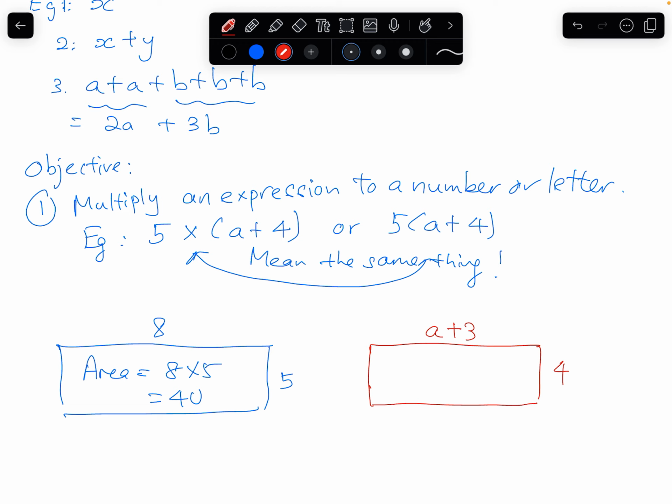Now, like we said, a could be any number, right? If we put a to be 5, then the length of the rectangle is going to be 8. But in this case, I'm just going to let the length of the rectangle be as abstract as possible, because that would generate multiple possibilities on what the length could be. But I'm just going to call this a plus 3.